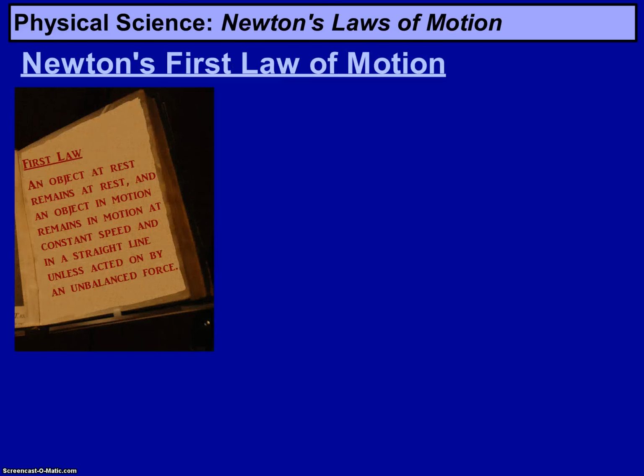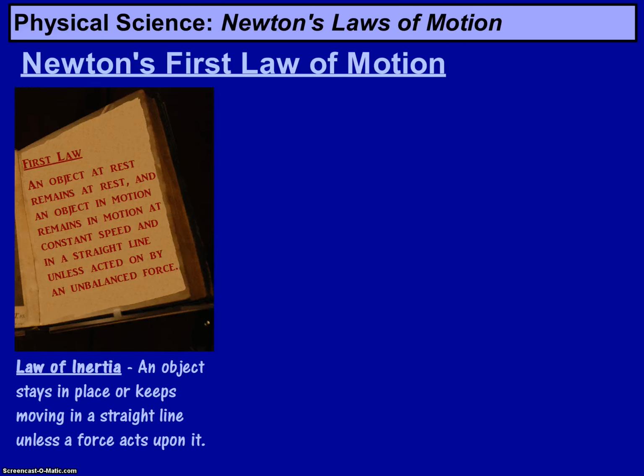Okay, so let's start out with the first law. An object at rest remains at rest, and an object in motion remains in motion at constant speed and in a straight line, unless acted on by an unbalanced force. Let me restate that law. The law of inertia: an object stays in place or keeps moving in a straight line unless a force acts on it.